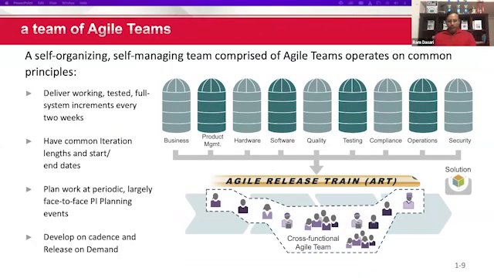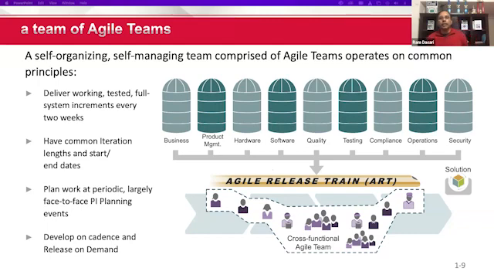A team of agile teams is an ART. They are self-managing teams. They operate on a common principle. They all work towards delivering a working, tested system increment on a regular cadence of every sprint, which is typically 2 weeks. They all have the same start date and same end date for each of the iterations. They all plan together in a cross-domain planning upfront called PI planning.